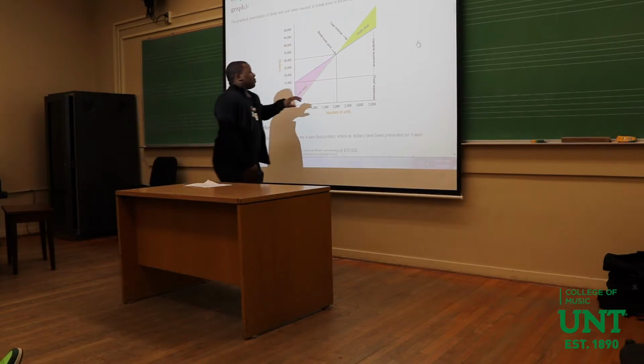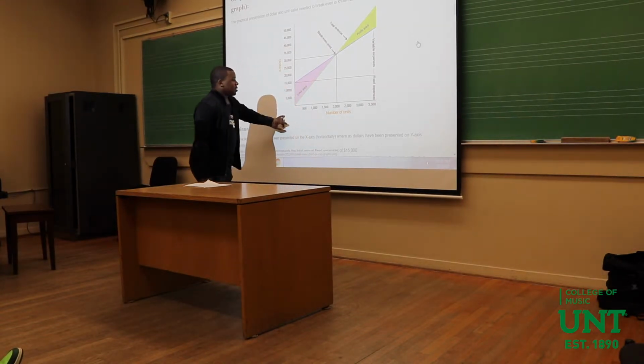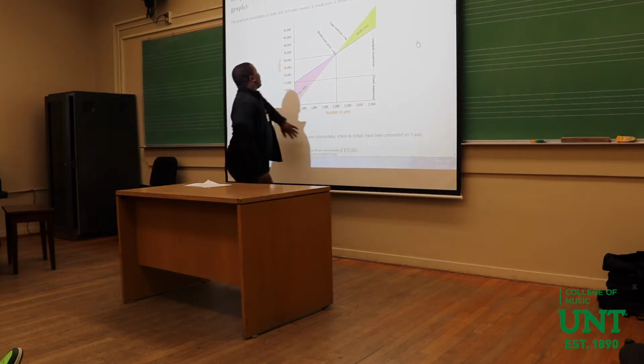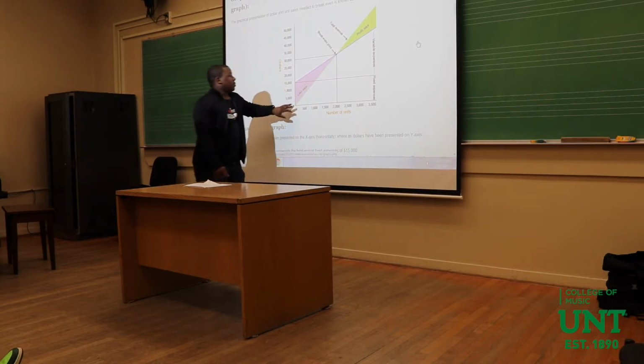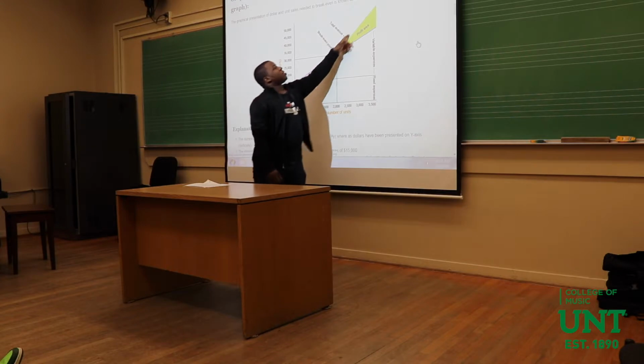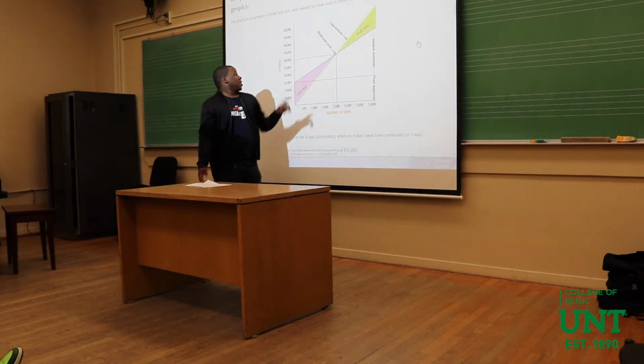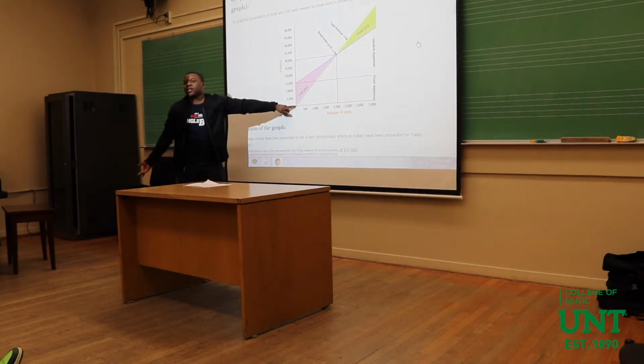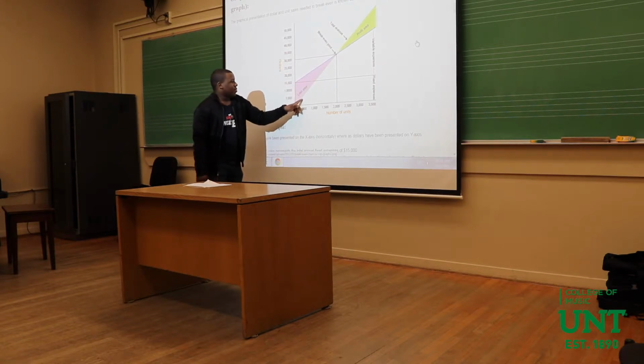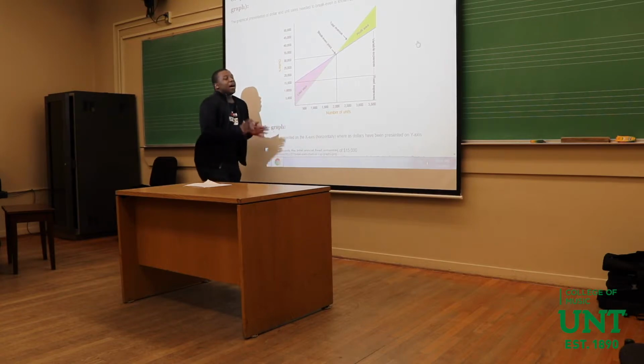So, it's important to note that this is the number of units, and this is the dollar amount. This line right here represents your revenue or income. So if you sell 0 units, you make $0. If you sell 500, you make $5,000, and so on and so forth.